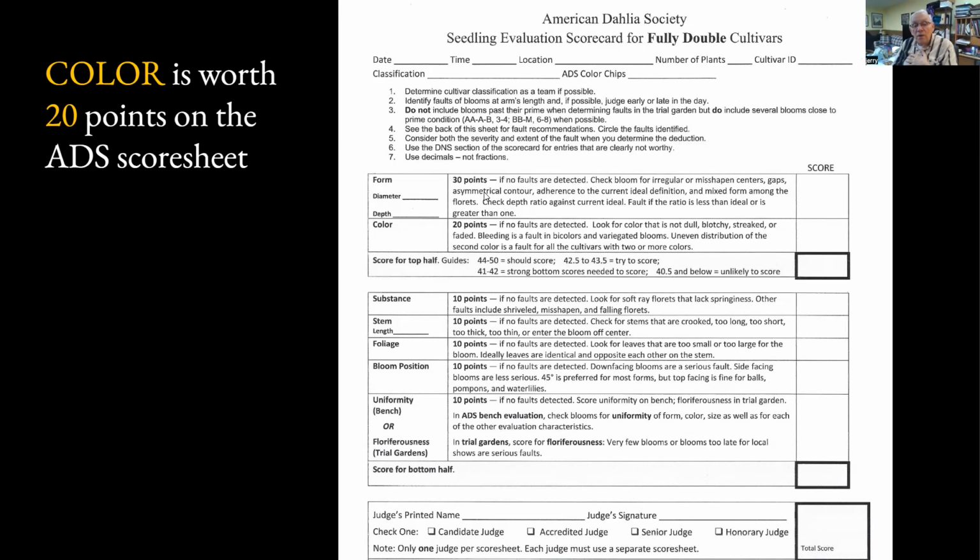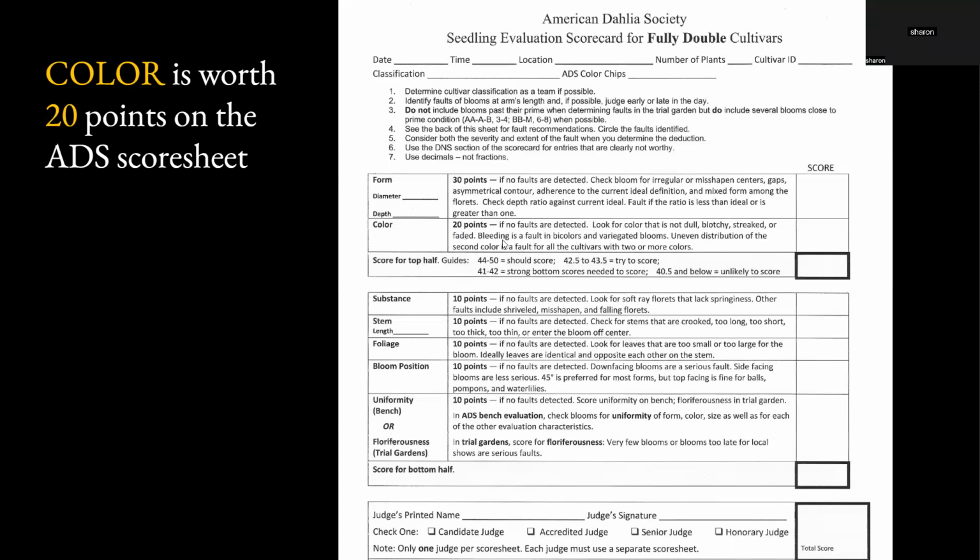For form, then, 85% of 30 is what? I don't math. 85% of 30, right? It's going to be 25.5. Oh, yeah, that's right. I was looking at 20. Okay, so let's look at color since we're talking about color tonight. 85% of 20 is 17.